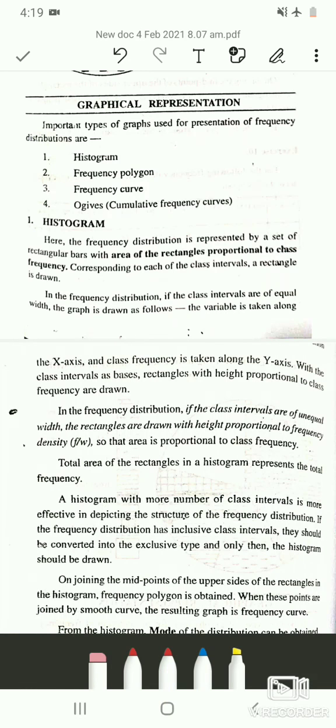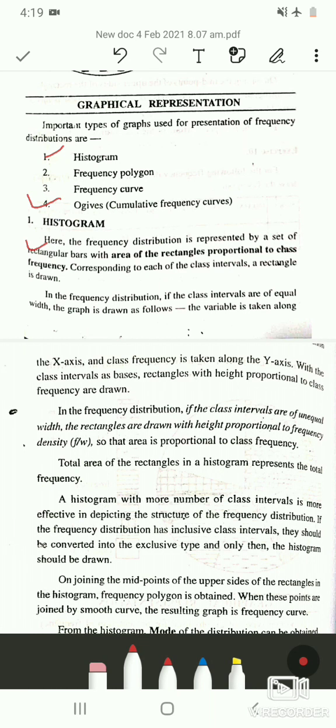So in previous class we had studied diagrammatic representation, and in today's class we will study graphical representation. The important types of graphs used for presentation of frequency distribution are histogram, frequency polygon, frequency curve, and ogives, which are also known as cumulative frequency curves. In this there will be again less than type of ogives and more than type of ogives. So first let us study histogram.